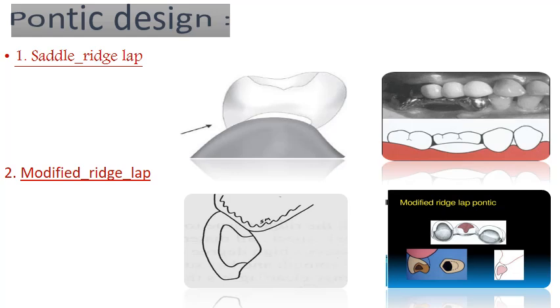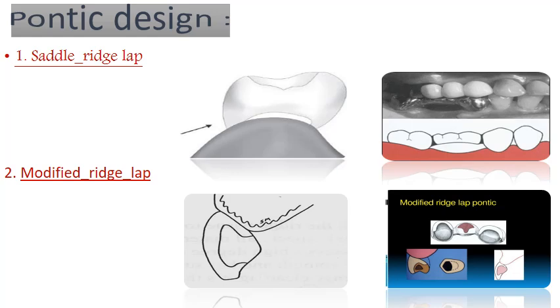Besides that, the basal surface of the pontic should be convex to make minimum pressure contact with the alveolar ridge. Inflammation of the periodontal tissue is caused by pontic design. There are several types, including the saddle ridge lap.